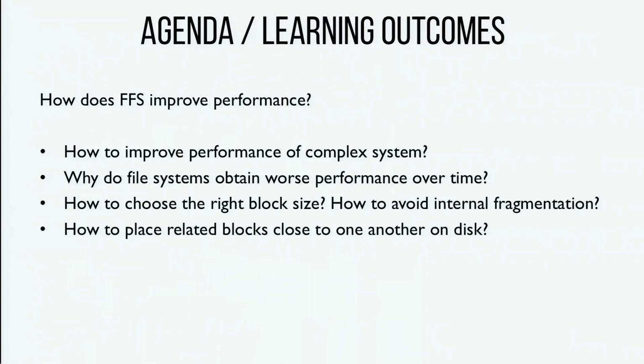All right, today we're going to be talking about Berkeley FFS, or the Fast File System. Good, straightforward name. The whole goal was to be faster, I guess, than the previous version. We're going to look at how you go about tuning a complex system. We'll understand why the performance of that file system got worse over time. We'll look at how to choose the right block size, what they had to do with internal fragmentation, and then their policy for actually doing the allocation of specific blocks or inodes to different groups on disk.